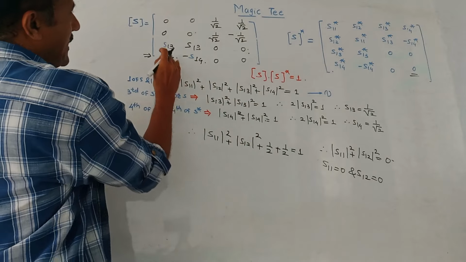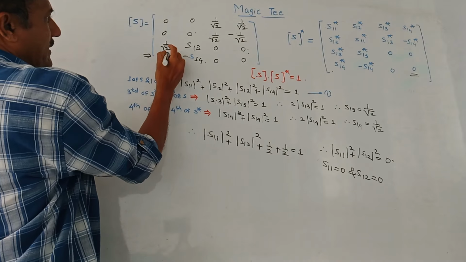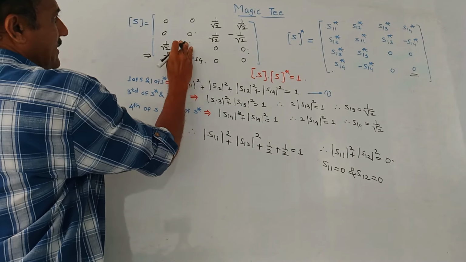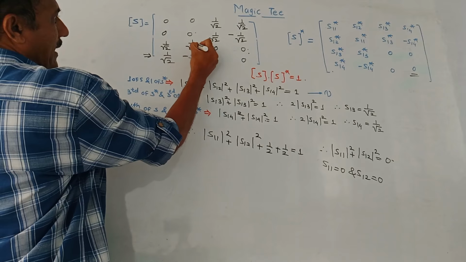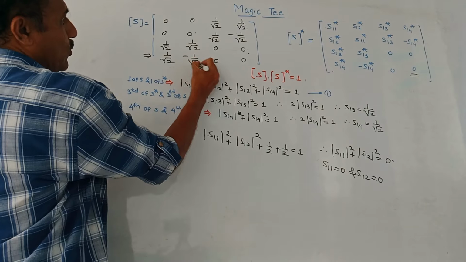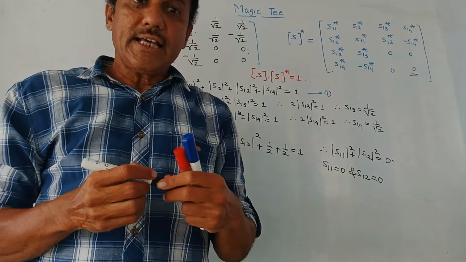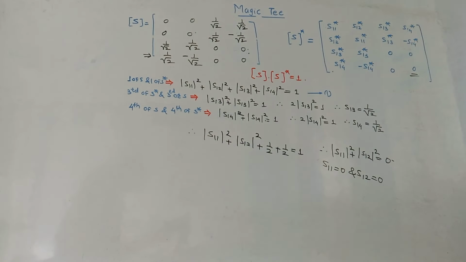These are all zeros. Then S13 is 1 by root 2, S14 is 1 by root 2, S13 is 1 by root 2, and the minus sign remains as it is. This is again minus 1 by root 2. So this is the matrix S, the derivation of the S matrix for the magic T.